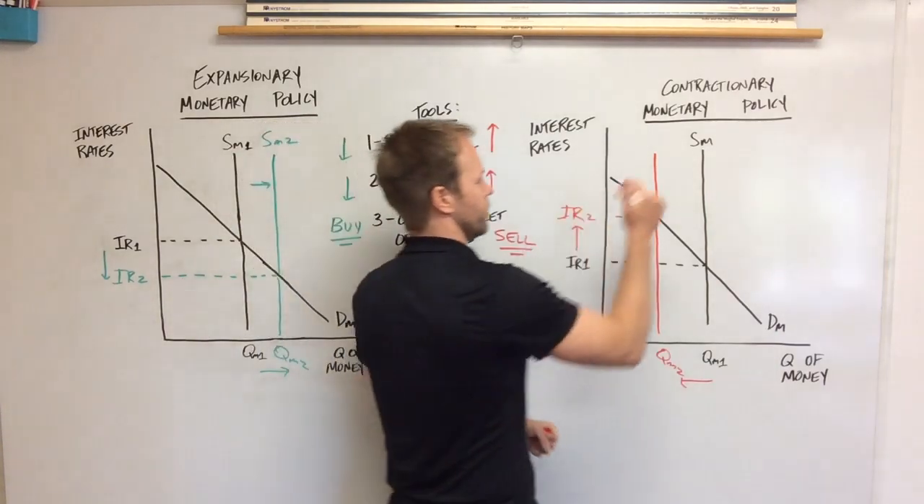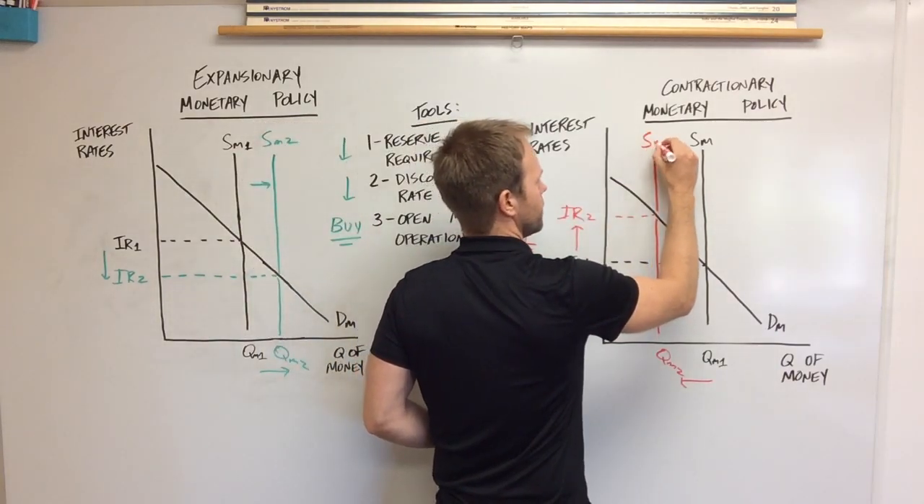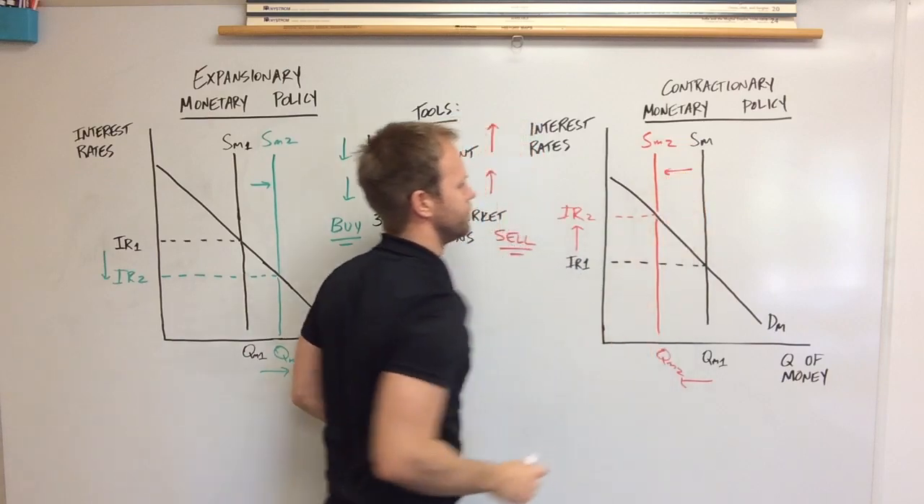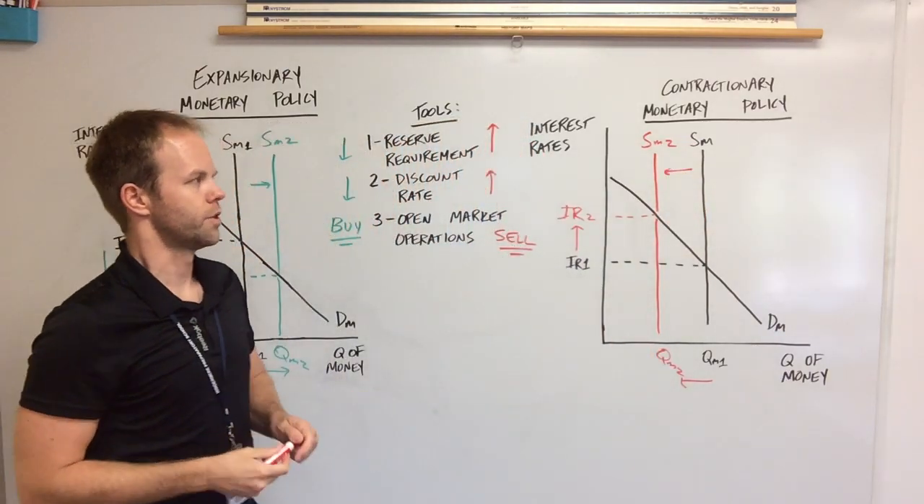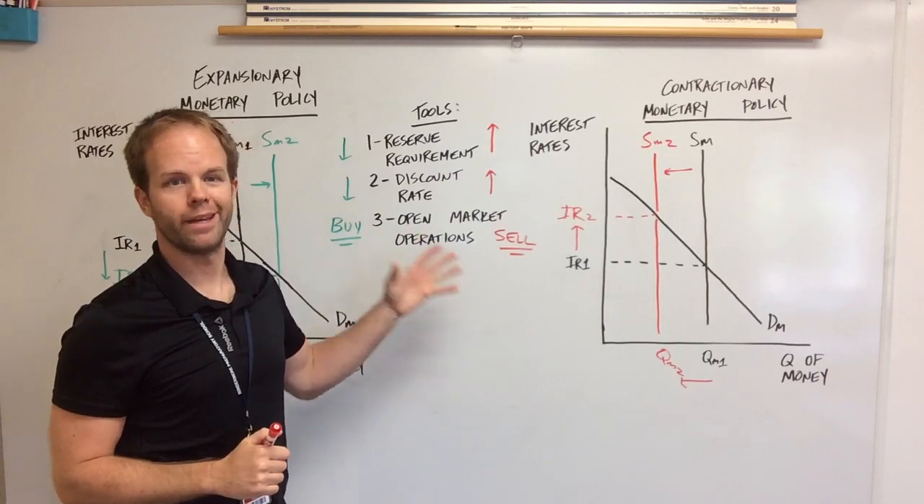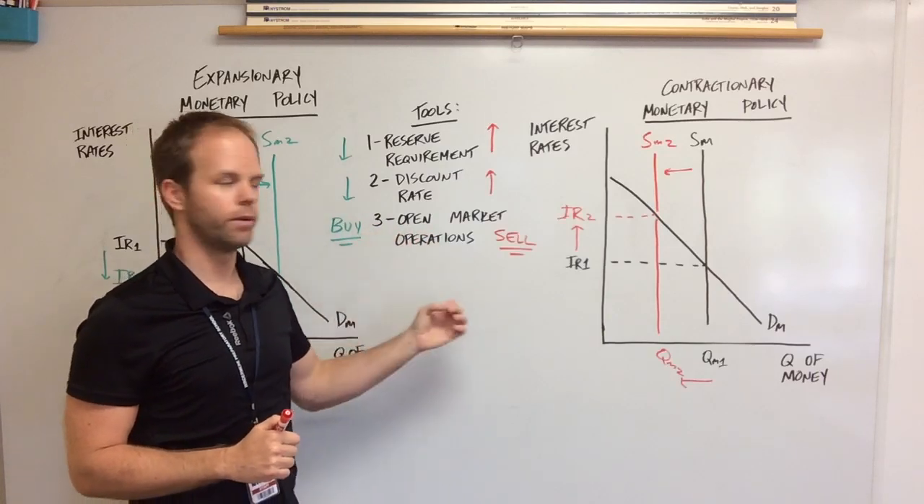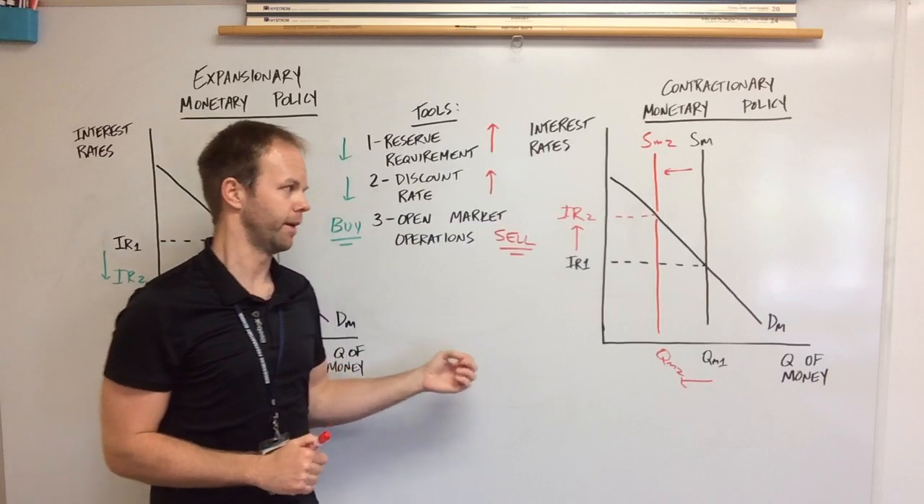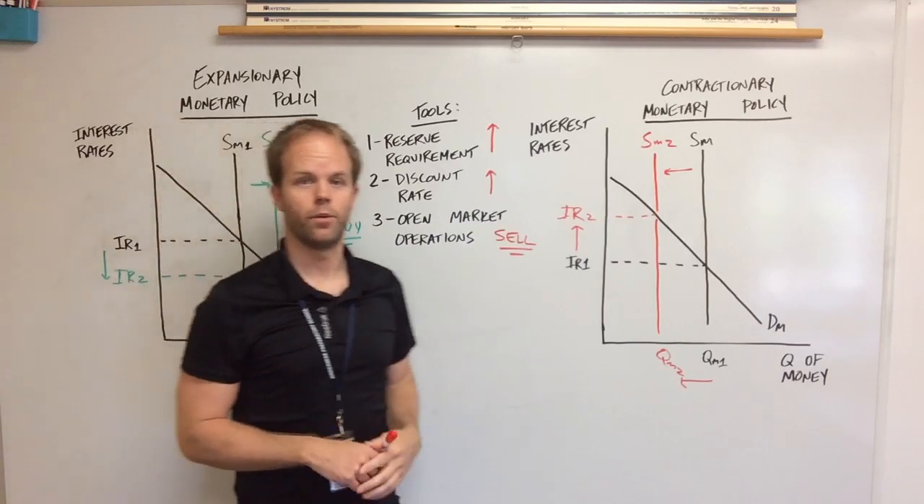Let's fully label this one before we go. Supply of money 2 with a nice arrow. Okay, so these are the tools, right? The central bank can only control the supply of money. They really have no control over the demand for money. And these are the tools that they would use to do that.